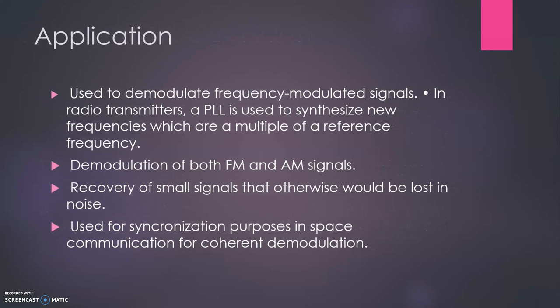Applications. There are various applications of phase lock loop. For example, to demodulate frequency in radio transmitters. A PLL is also used to synthesize new frequencies, which are a multiple of the reference frequency. It is also used for the demodulation of both FM and AM signals, recovery of small signals that otherwise would be lost in noise, and for synchronization processes in space communication for coherent demodulation.